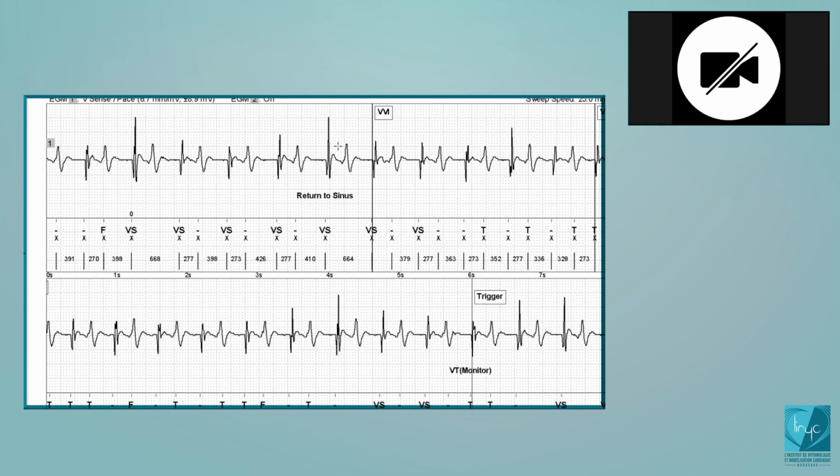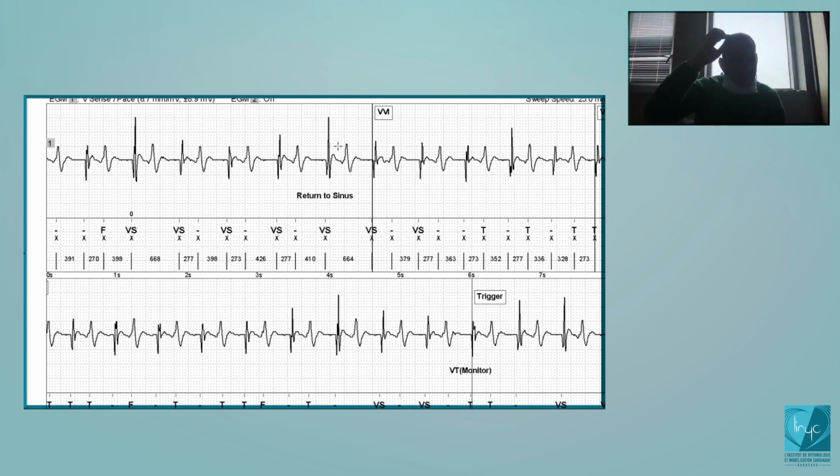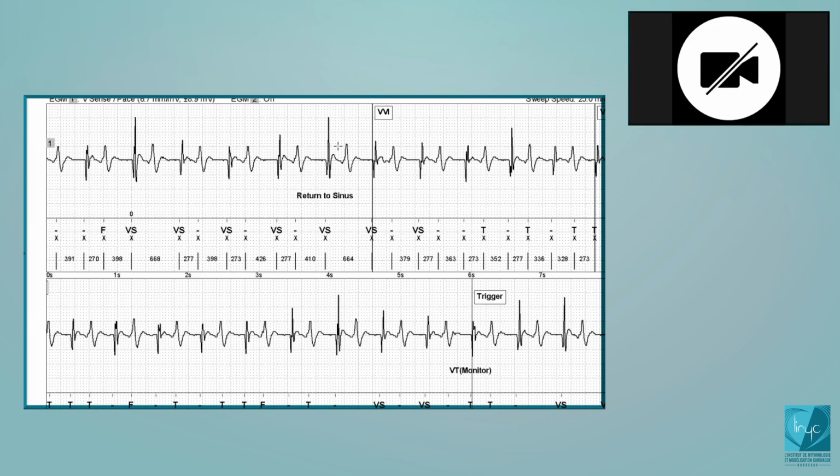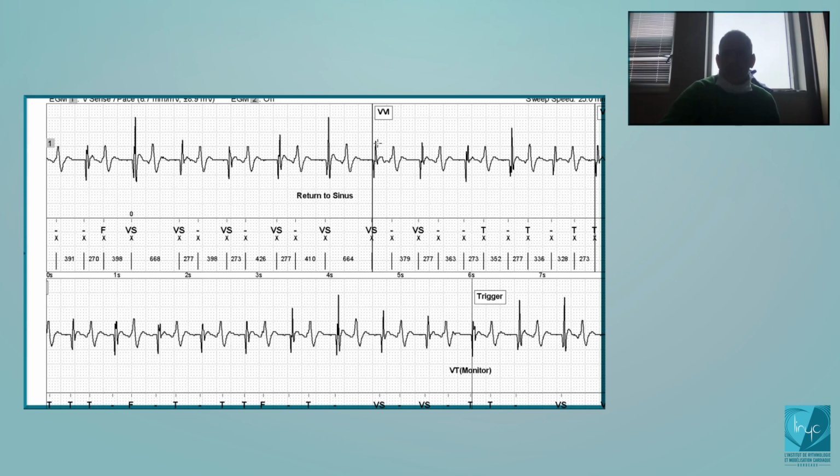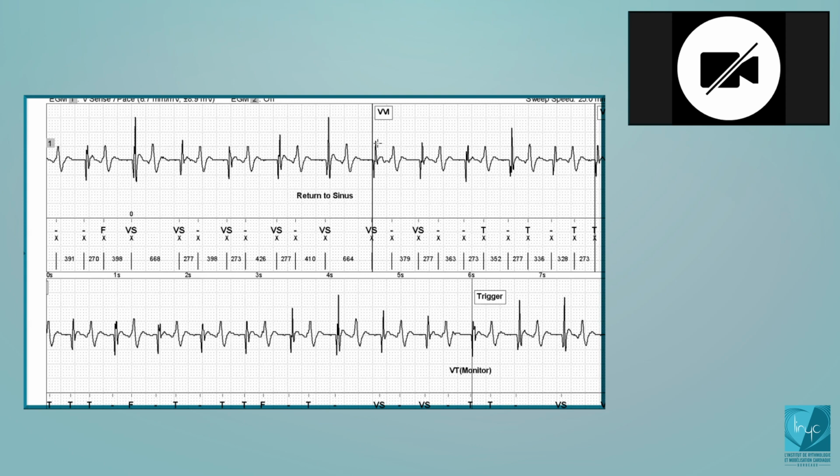Okay. So what's the problem here? There is a problem of T wave sensing, but what is the reason for that? The reason for the T wave oversensing is the ventricular sensitivity, the quality of the R wave.